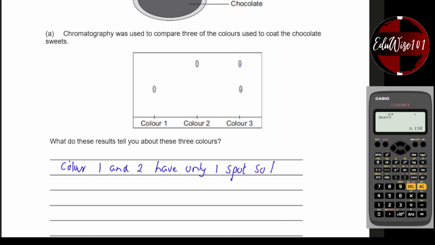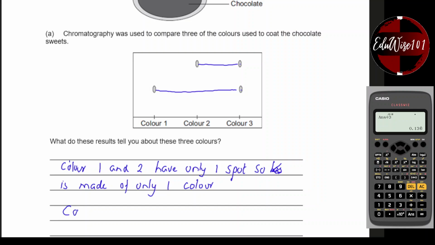So, or you could say, is made of only one color. So for 3 marks, you need to say the next point, color 3. See this spot, these 2 spots are actually at the same level. What this basically tells you is that color 3 is actually a mixture of color 1 and 2.